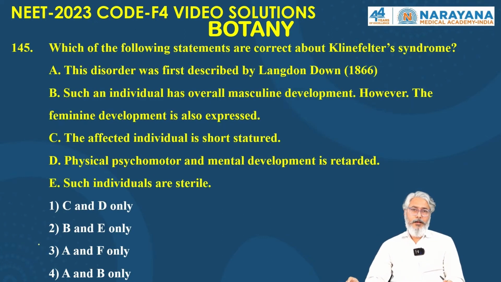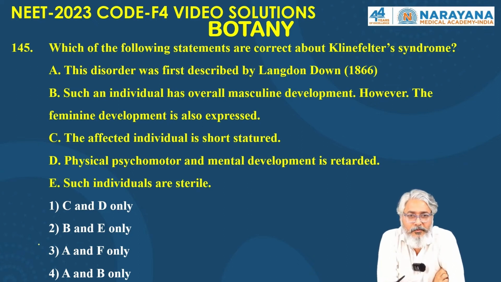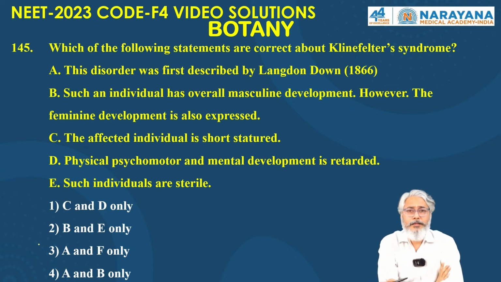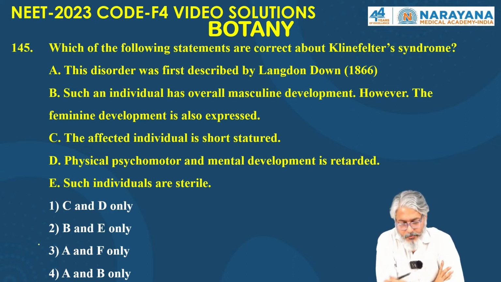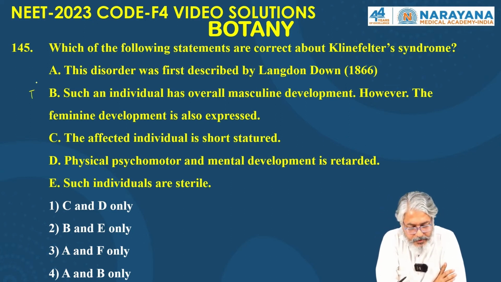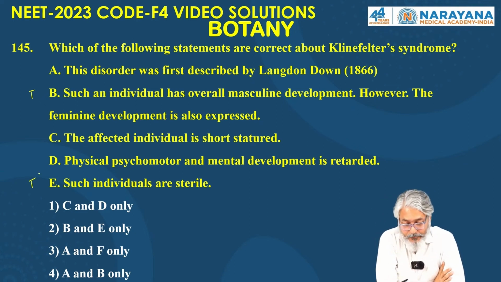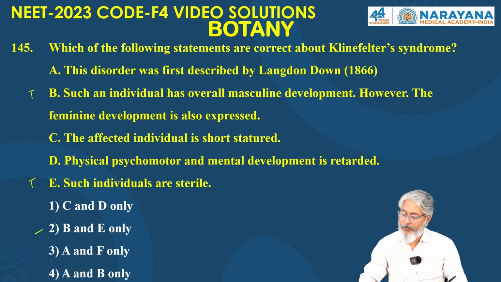Which of the following statements are correct about Klinefelter syndrome? This disorder was first described by Down syndrome. This is Down syndrome's, that is false. Such an individual has overall masculine development, however, feminine development is also there. Actually, the cause behind Klinefelter syndrome is the trisomy of sex chromosomes, XXY. So due to the XXY combination, B is correct. The affected individuals are short statured, physical, psychomotor and mental retardation. Oh, no, this is a feature of Down syndrome. Such individuals are sterile, that is correct. So B and E both are correct. So our answer is the second.